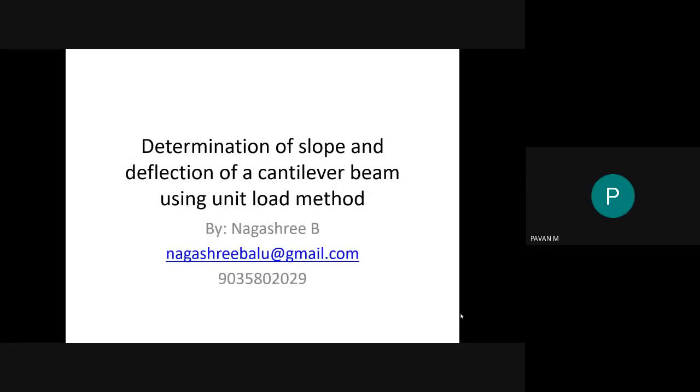Okay. So today we'll discuss how to determine slope and deflection for a cantilever beam using the unit load method. In the previous class, we had discussed how to compute slope and deflection by using the formula which was derived by using the unit load method. So today we'll do an example numerical on how to determine the slope and deflection in case of a cantilever beam by using the unit load method.